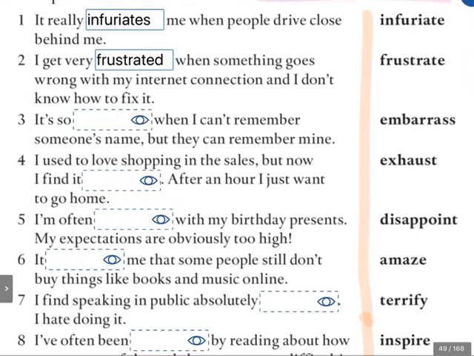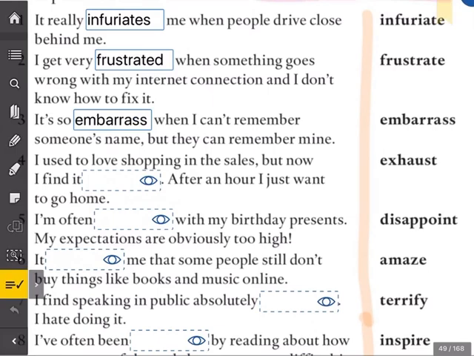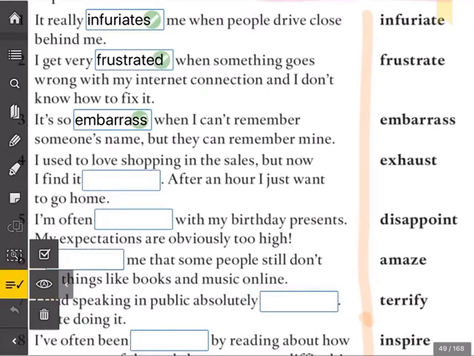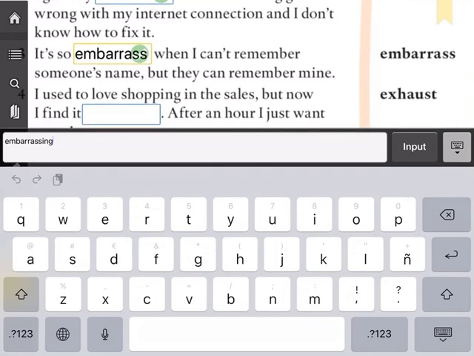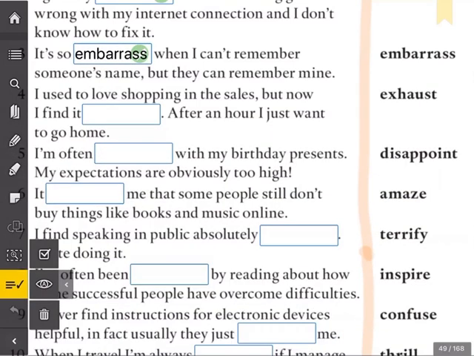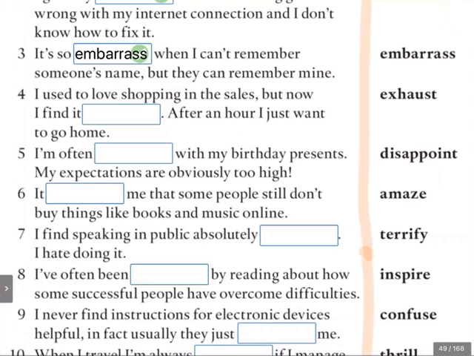Have you got an idea? Let's fill in the gap. It's so embarrassing. Now, excuse me, the word is a bit long, but we can fix that. It's so embarrassing, with ing, no? Because the situation produces that feeling, no? So it's so embarrassing when I can't remember someone's name, but they can remember mine.